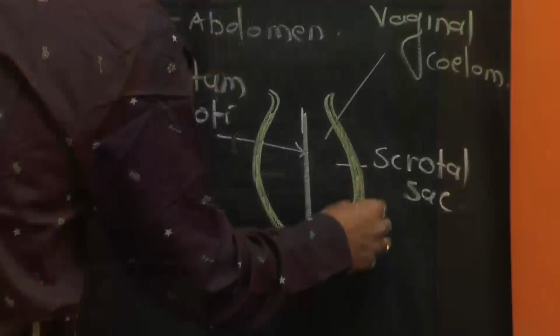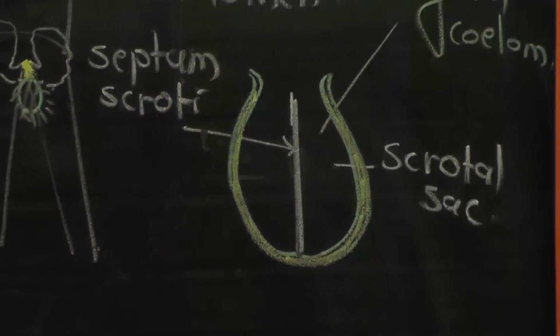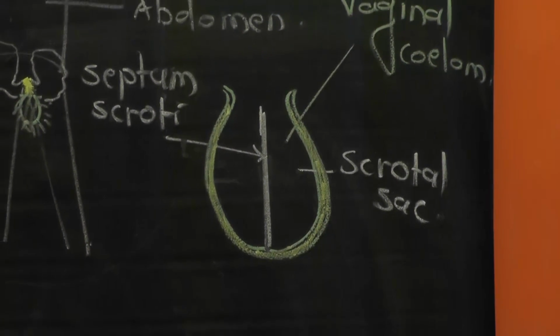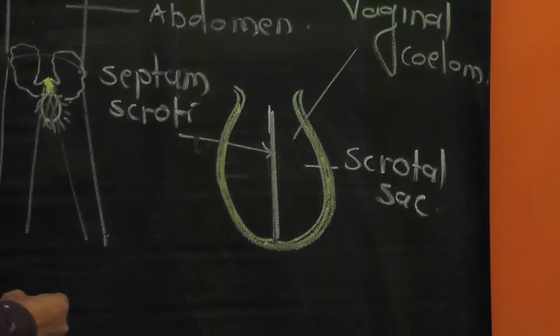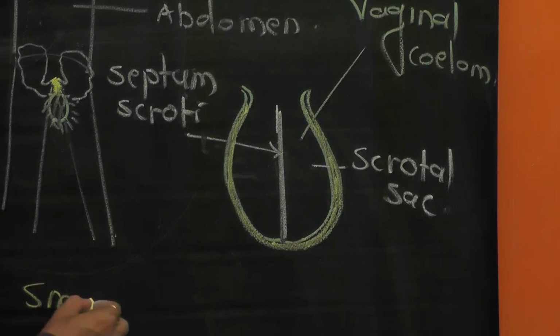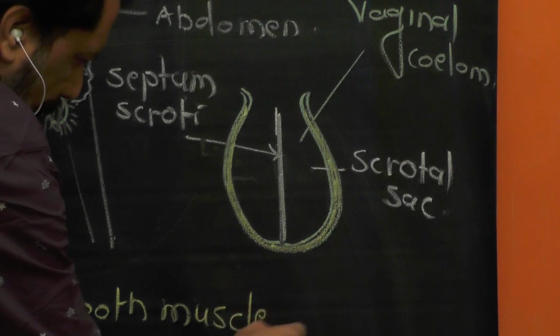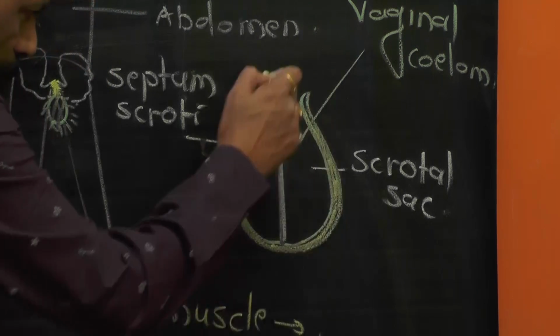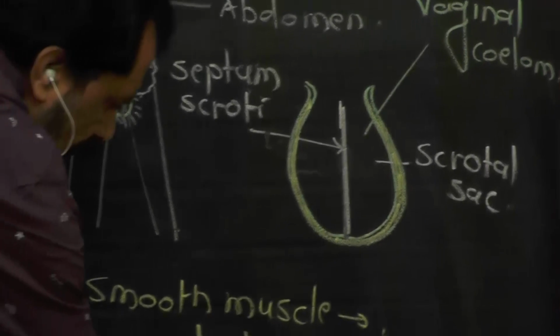Now, in the wall of scrotum, there is a presence of continuous layer of smooth muscle fibers, and those smooth muscle fibers present in the wall of scrotum are known as dartos tunic.